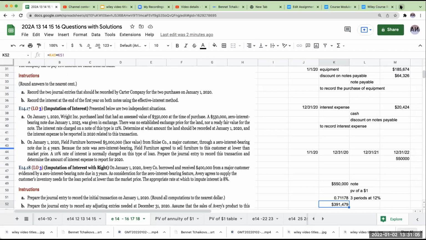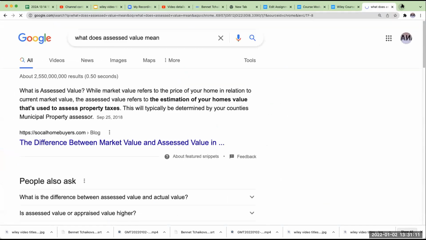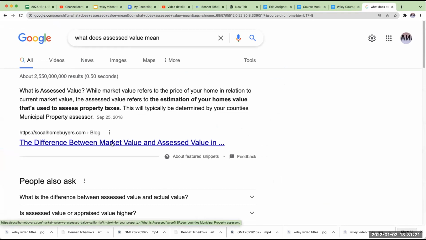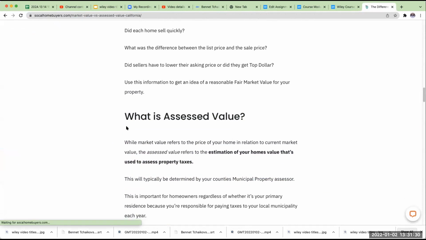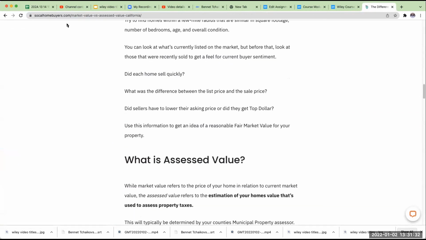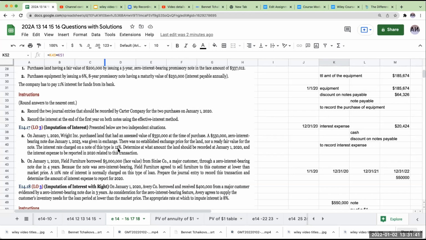So let's take a look really quickly. What does assessed value mean? Well, the market value refers to the price of your home, and the assessed value is the estimation your home value is accorded that's used to assess property taxes. Okay, so they're the property tax collector. So if I say that market value and assessed value differ, maybe what this is referring to is more of a historical value, right? Depending upon where this was taking place in the country.